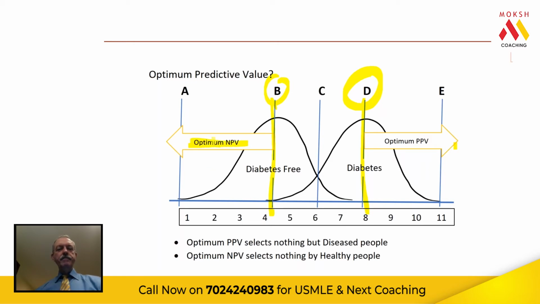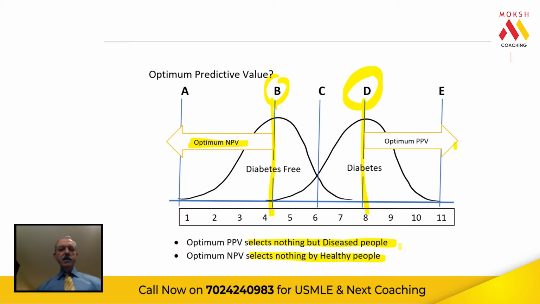I wouldn't pick C. C is not as good as D. Because at D, 100% of the people I pick have diabetes. At C, I have these people that are wrong, so I'm less than 100% for positive predictive value, right? Optimum positive predictive value has to be D as in dog, because everybody to the right of that D line is a diseased person, 100%. Everyone to the left of the B line is a healthy, non-diseased person, 100%. Remember, optimum positive predictive value says, give me nothing but diseased people. Optimum negative predictive value says, give me nothing but healthy people.